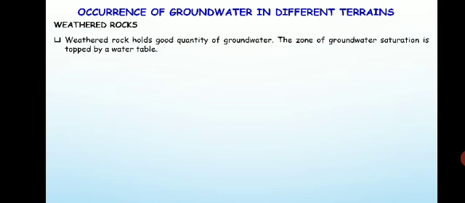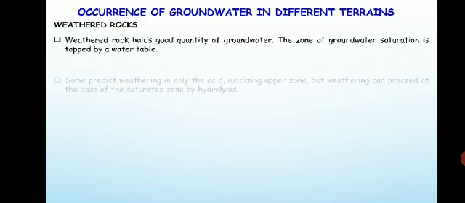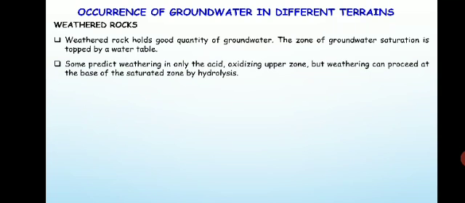So weathered rocks, as I told you, hold a good quantity of groundwater. Why? Because they have openings. Because the rock has undergone weathering, it becomes weak and loose, and that is why water percolates into the ground very easily and quickly. The zone of groundwater saturation is topped by the water table, so you can see the water table in the weathered rock.